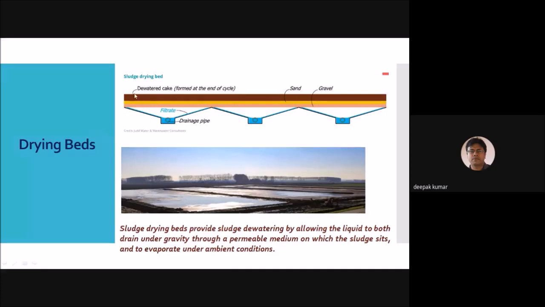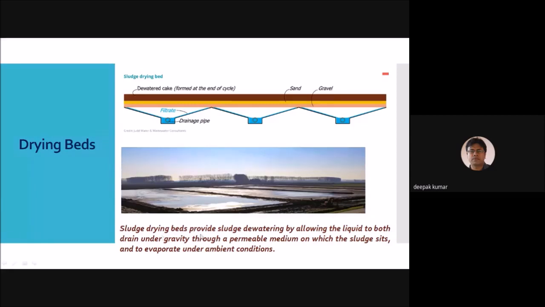So this dewatered cake will be on the top layer, and then there will be some sand layer, and on the bottom there will be gravel. The extra water, with time, can come into this system, or you can say it can get filtered, and it can be drained out from this drainage pipe. But this drying bed will always be in the open.